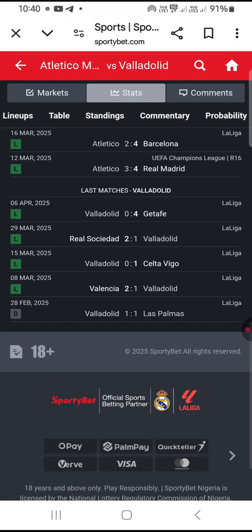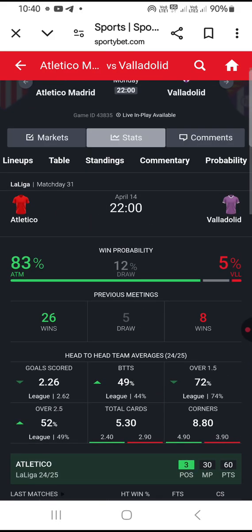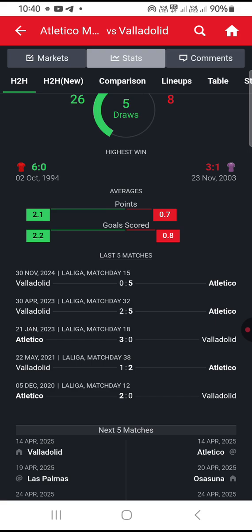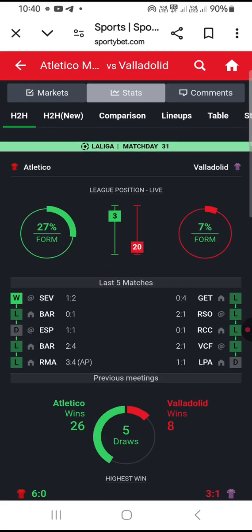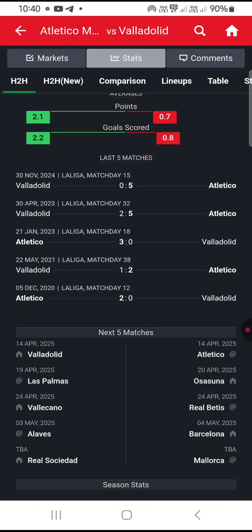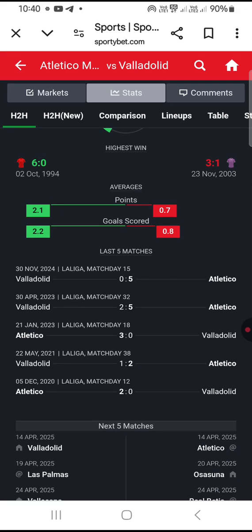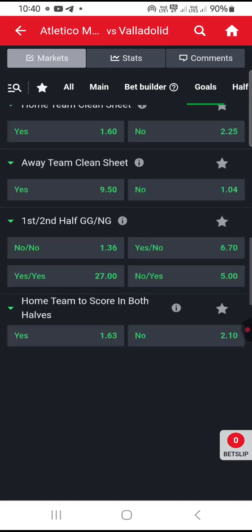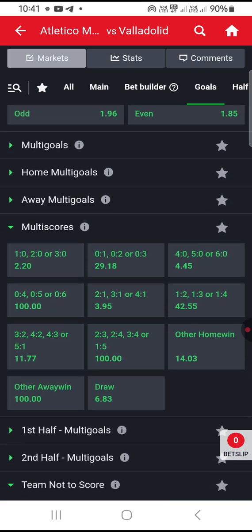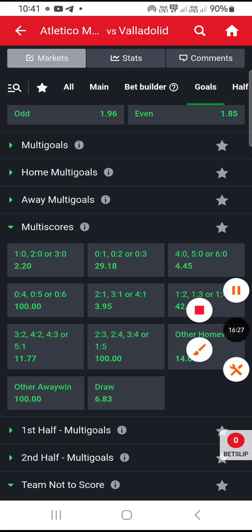That is where you check their own pattern. See, Valladolid here, they're not good at all. Even if you look at their head to head, it will give you an indication. A pattern is that Valladolid don't score goals. Even in this game they played against Atletico Madrid, they didn't score. So it will give you a better view that since Atletico Madrid is there, Atletico Madrid is going to score.